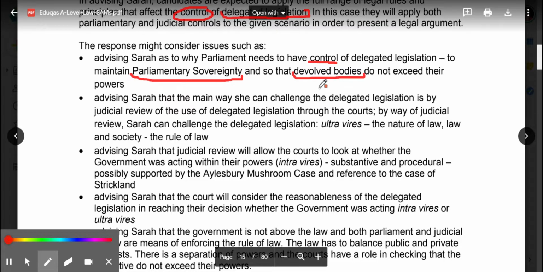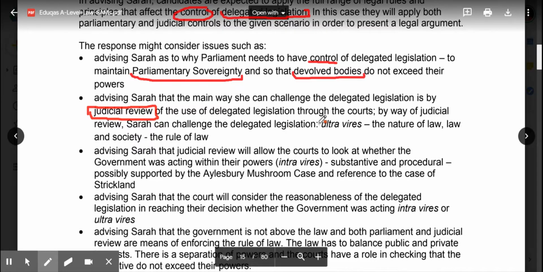So our focus has got to be on what she personally can do as an individual, which is controlled by the courts. So you need to mention judicial review, and you must say that this takes place in the Queen's Bench Division of the High Court. You lose out on a lot of marks there.